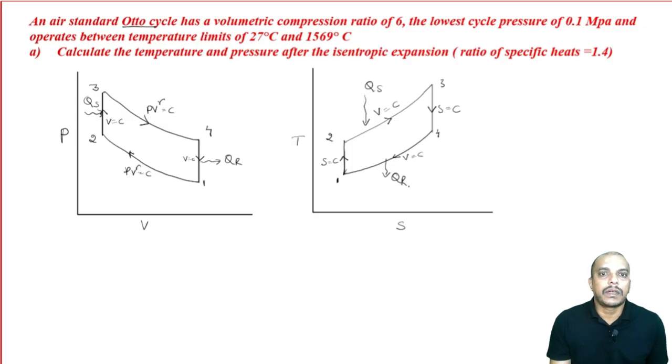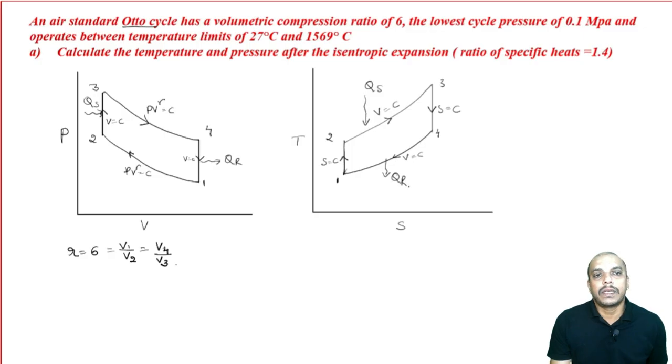Now, it has a volumetric compression ratio of 6. Volumetric compression ratio of 6 means the value of R is given as 6. R is nothing but V1 by V2, and we also know V1 is equal to V4 and V2 is equal to V3 because of constant volume there, alright.